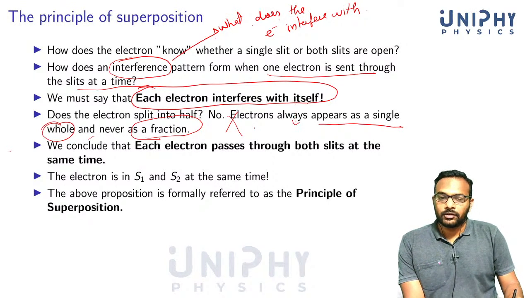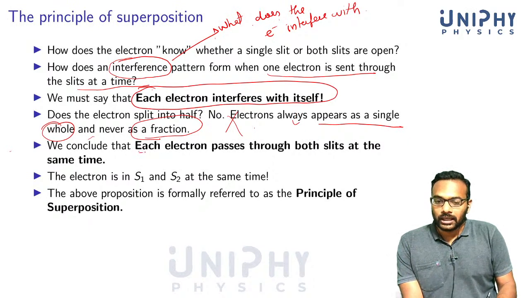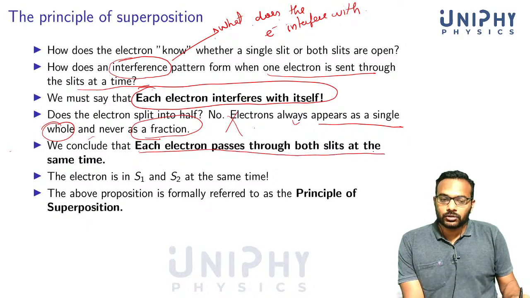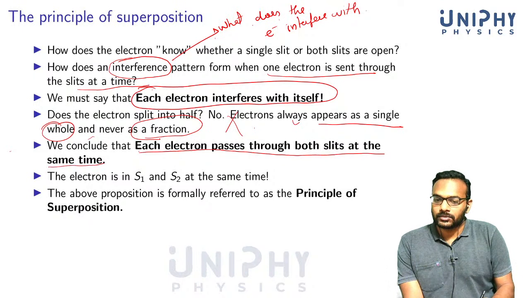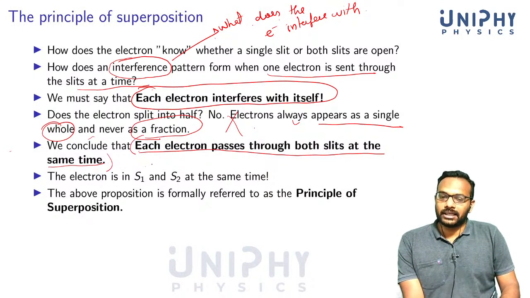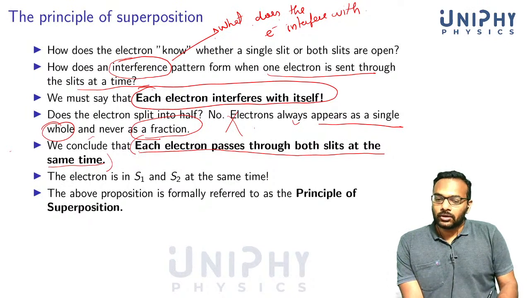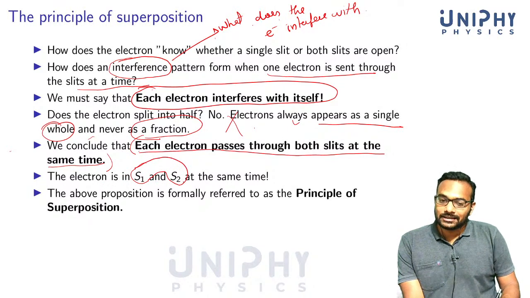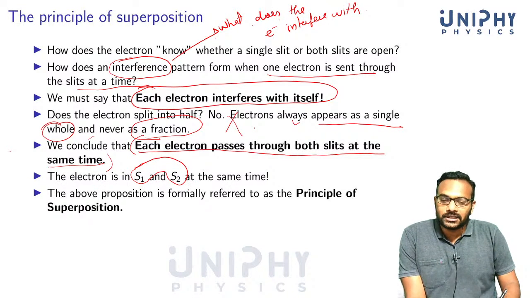How does this happen? For this to happen, every single electron passes through both slits at the same time. So this is the conclusion we come to by looking at the interference pattern. In other words, we have to conclude that every single electron is in slit 1 and slit 2 at the same time, and then it interferes with itself.